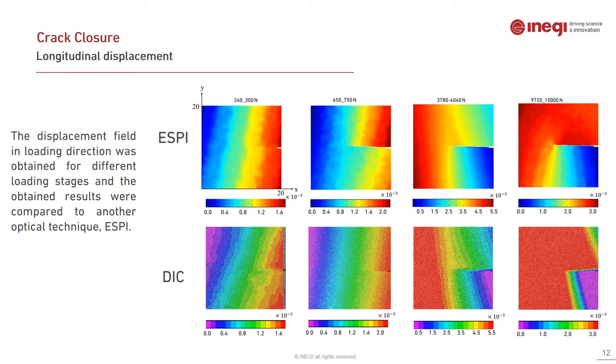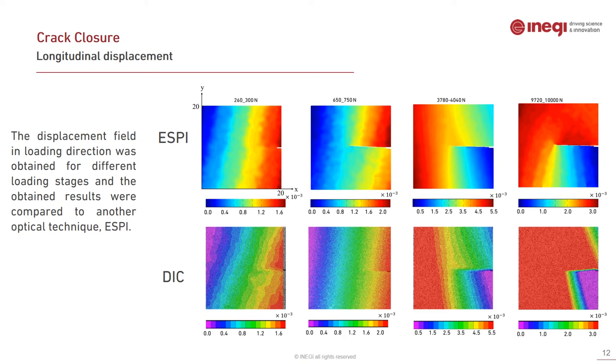I'm going to give you another experimental optical result, basically obtained by the ESPI, and on the top you can see some displacement variations of the ESPI, and on the bottom side you can see the DIC. So in the first image, which is related to 260 to 300 newton, there is no crack. It means that there is the displacement variation, there is no discontinuity, nothing considered as a crack. But as soon as we reach 650 to 750 newton, the crack has already propagated in the specimen, and we have the discontinuities, which basically represent the crack.